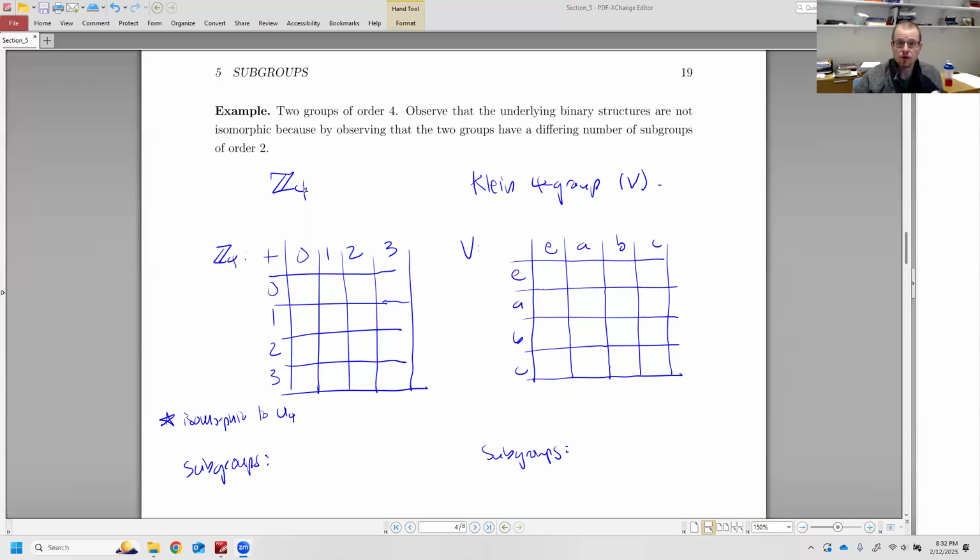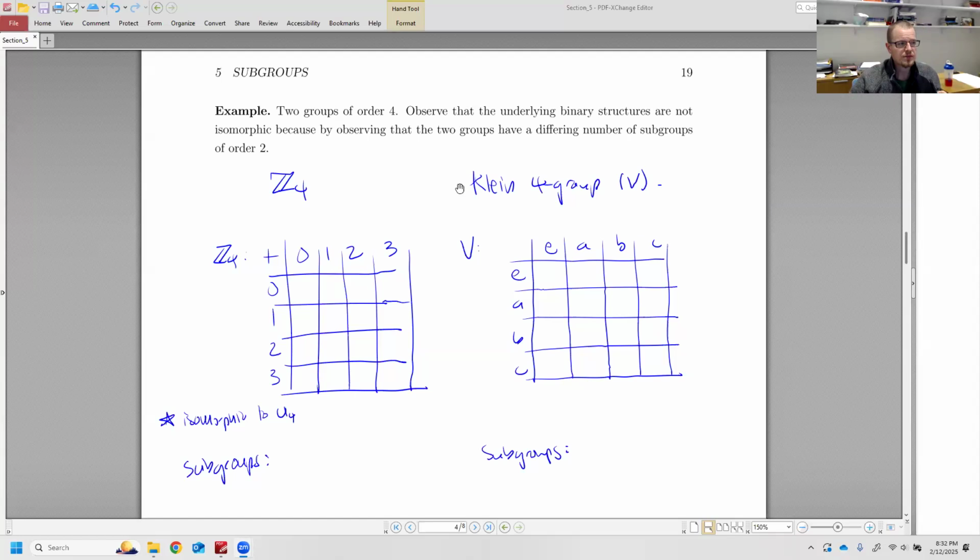Welcome to the office. We want to take a look at the two different groups of order 4, and we're going to observe that they're not the same group by recognizing the subgroups of the two different groups. So let's take a look at our two groups of order 4. The first is Z4, so we should be familiar with this. This is addition modulo 4, so it has the elements 0, 1, 2, 3.